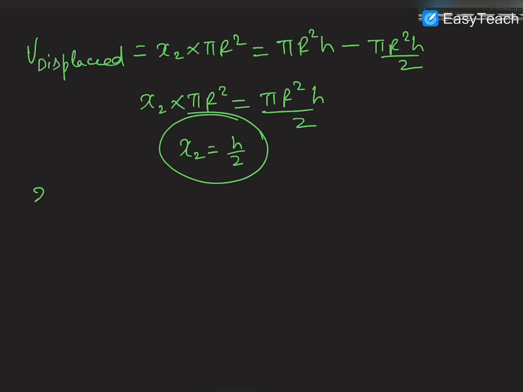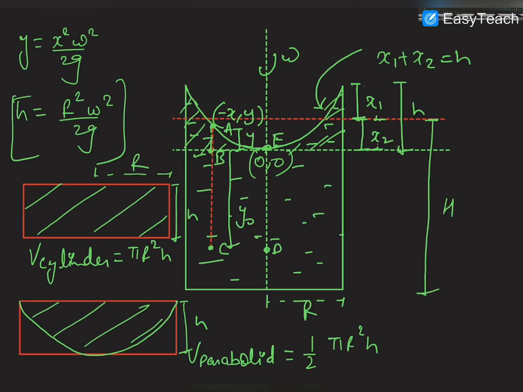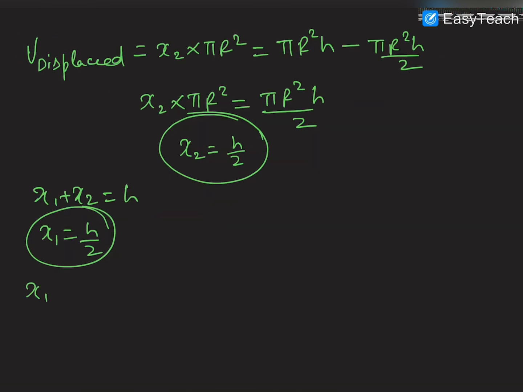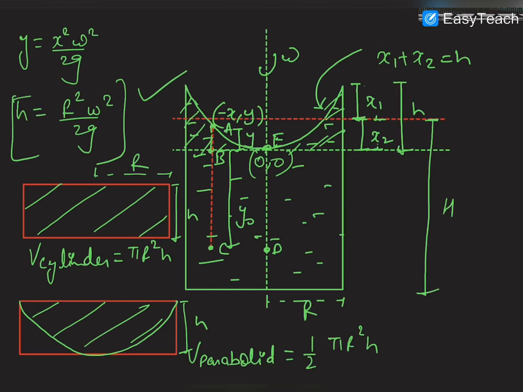So x1 plus x2 is h, and hence x1 will also be equal to h by 2. And the value of h is this one, r square omega square by 2g. So we can say that x1 will be equal to x2, which is equal to r square omega square by 4g, because x1 and x2 are h by 2. So this is the analysis of the liquid which is being rotated in this cylinder.